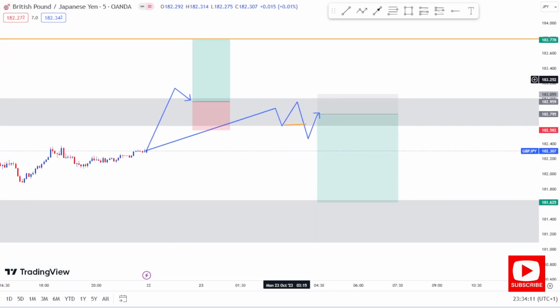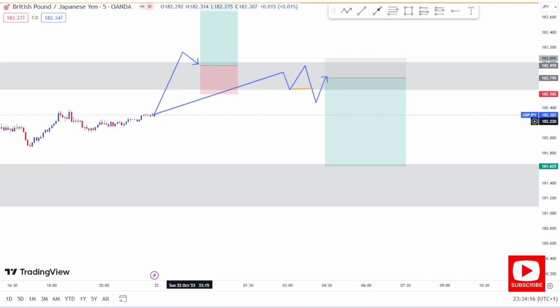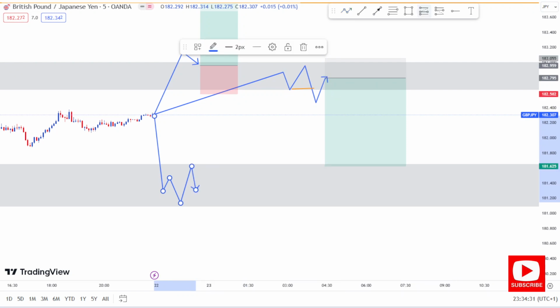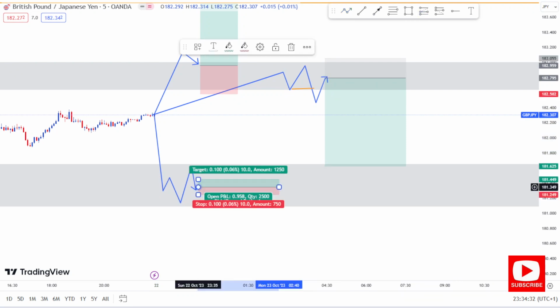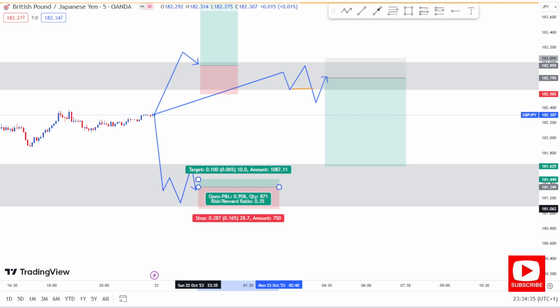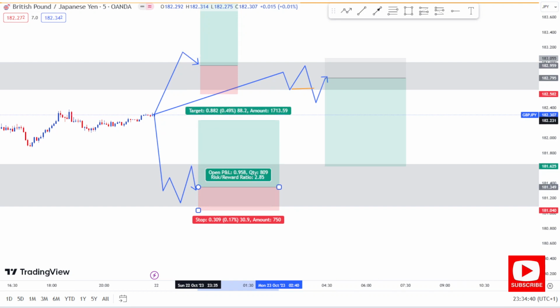And the third case scenario, price comes down, forms a change of character right in this zone. Then I take my buy position right here. Stop loss slightly below the support zone, then I'll take profit at this zone right here. That is the resistance zone.